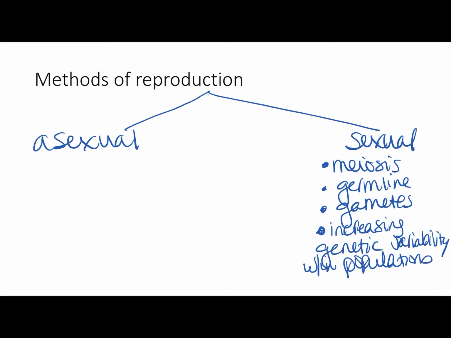And why is that important? It's important, if you remember, because only populations that have genetic variability have the ability to evolve. So remember, populations are the smallest units of evolution. And in order for selection pressures to act on populations, there has to be genetic variability. Sexual reproduction is one method of increasing genetic variability within populations. All right, organisms that reproduce asexually are not increasing genetic variability.